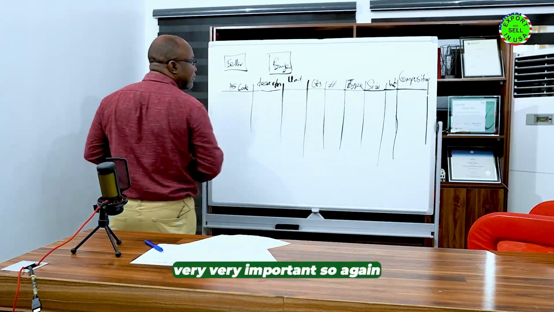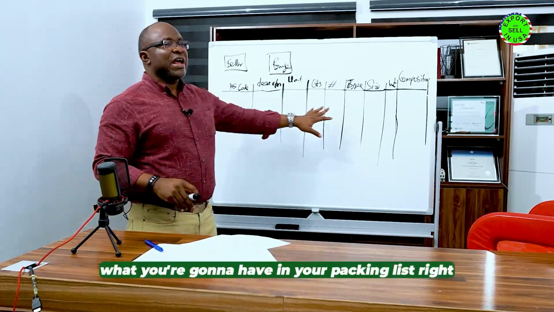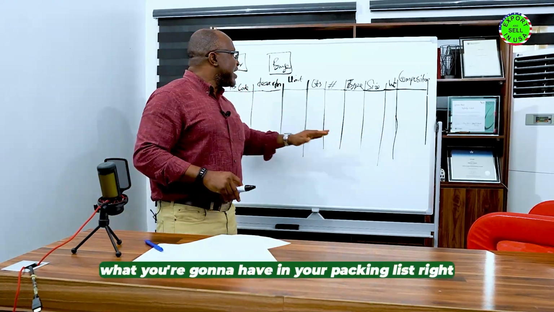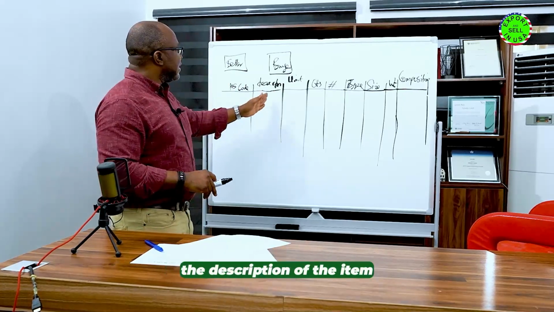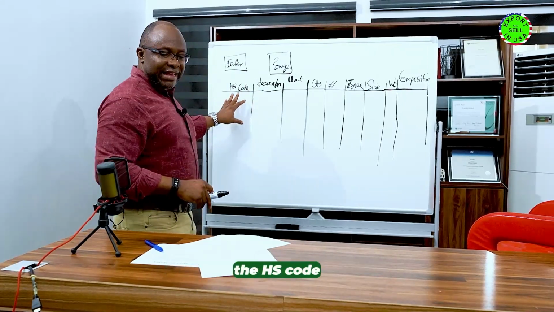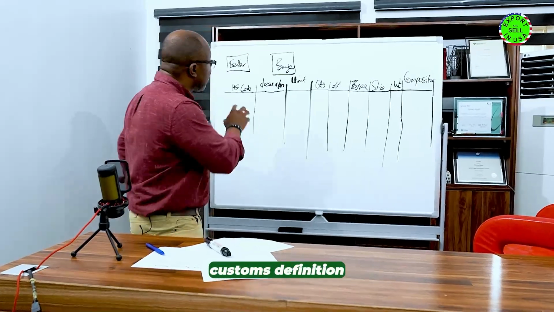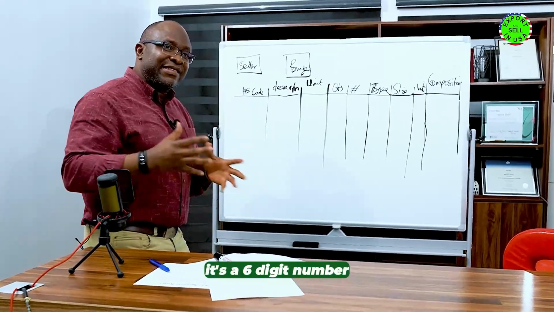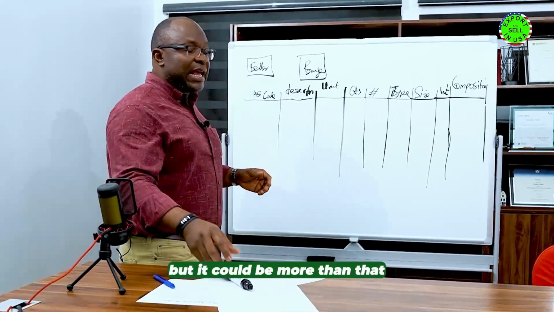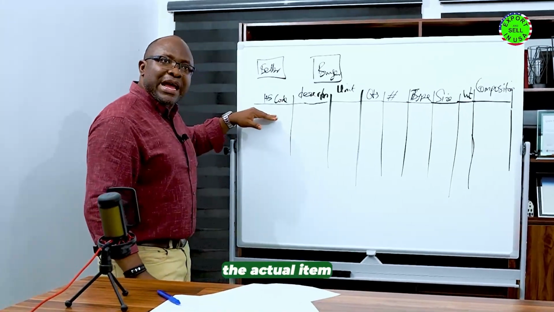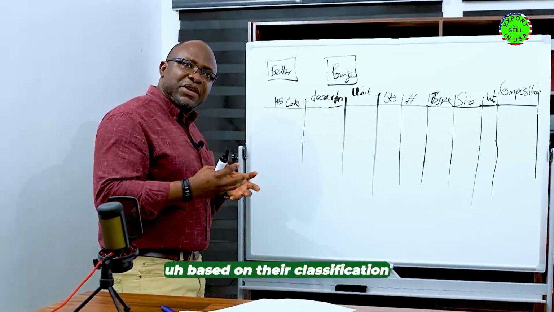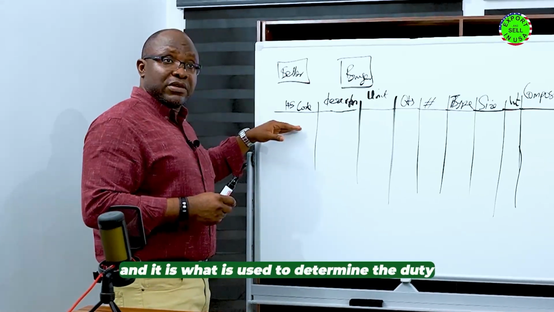Very, very important. So again, this is typically what you're going to have in your packing list, right? You're going to have the HS code, the description of the item. The HS code is the technical customs definition of the item. It's a 6-digit number, but it could be more than that, that tells customs the actual item based on their classification. And it is what is used to determine the duty.